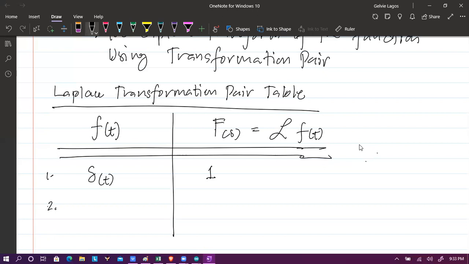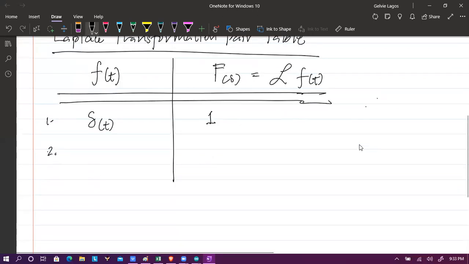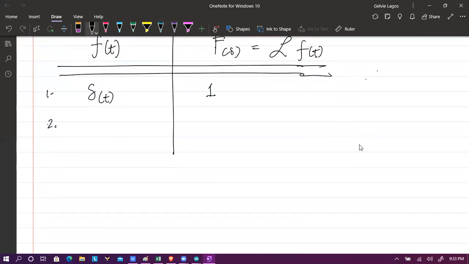Now, what about the Laplace transform of a unit step function? The unit step function is defined by u of t, or you can also call this the Heaviside function, h of t. So this is 1 over s. So the Laplace transform of u of t is 1 over s.